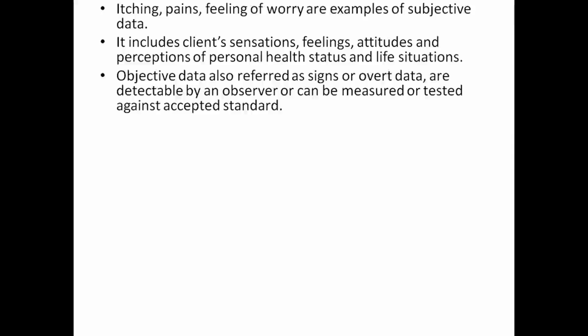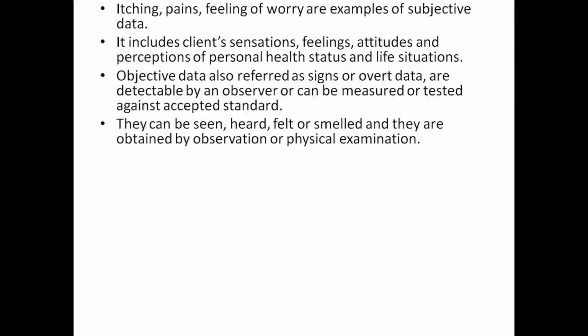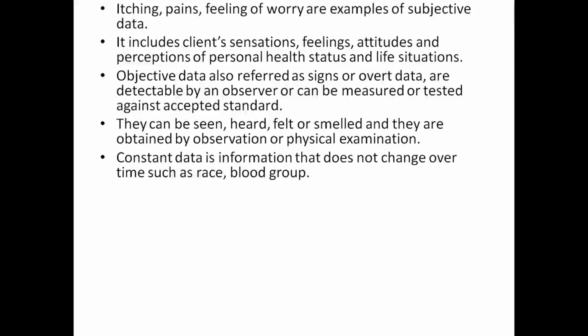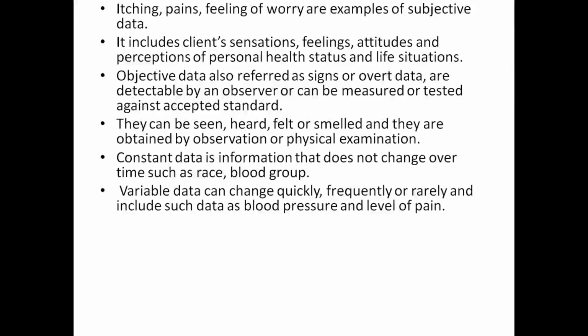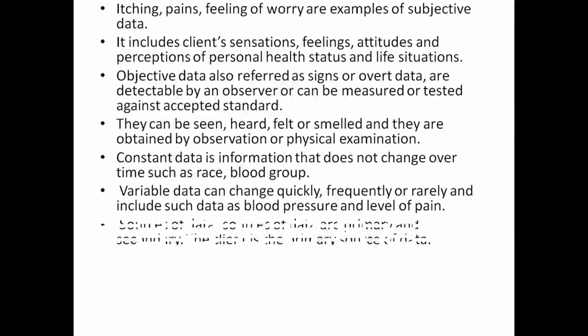Objective data, also referred to as signs or overt data, are detectable by an observer or can be measured or tested against accepted standards. They can be seen, heard, felt, or smelled, and can be obtained by observation or physical examination. Constant data is information that does not change over time, such as race and blood group. Variable data can change quickly, frequently, or rarely and include such data as blood pressure and level of pain.